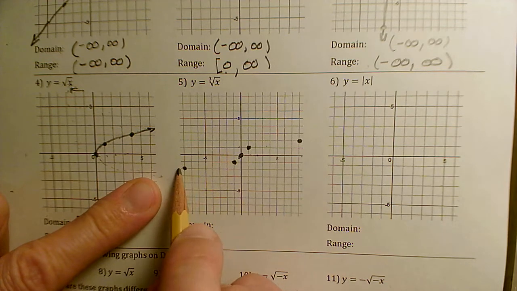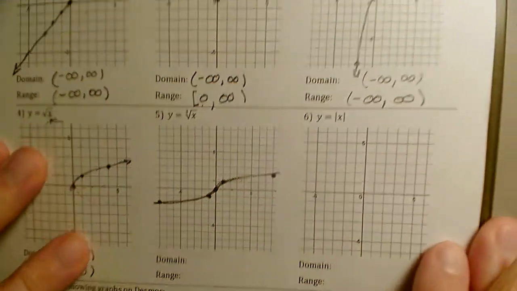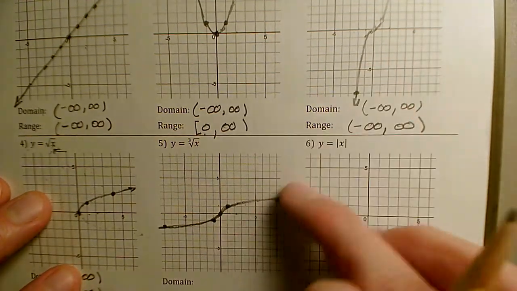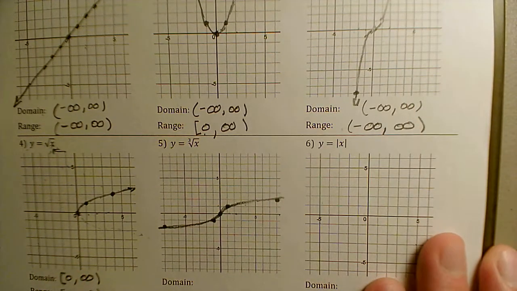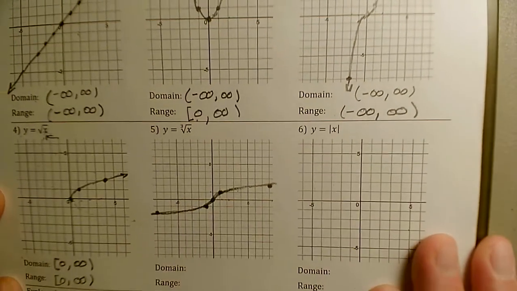All right, and so you can see this should kind of look familiar. It has a very similar shape as this one up here, the cube. So we'll talk about that more when we get to inverse functions. But yeah, those are very related functions. They look very much the same, okay?